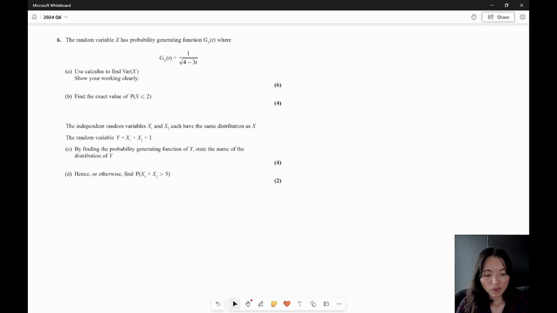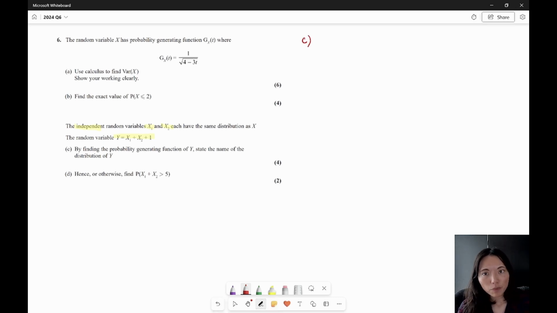Now let's look at part C. Now we are told the independent random variables x1 and x2. So it's important for us to note that x1 and x2 are independent of each other. So we can use the properties of a probability generating function for independent variables. And we've been told that y equals x1 plus x2 plus 1. Part C, we are asked to find the probability generating function of y. State the name of the distribution of y.